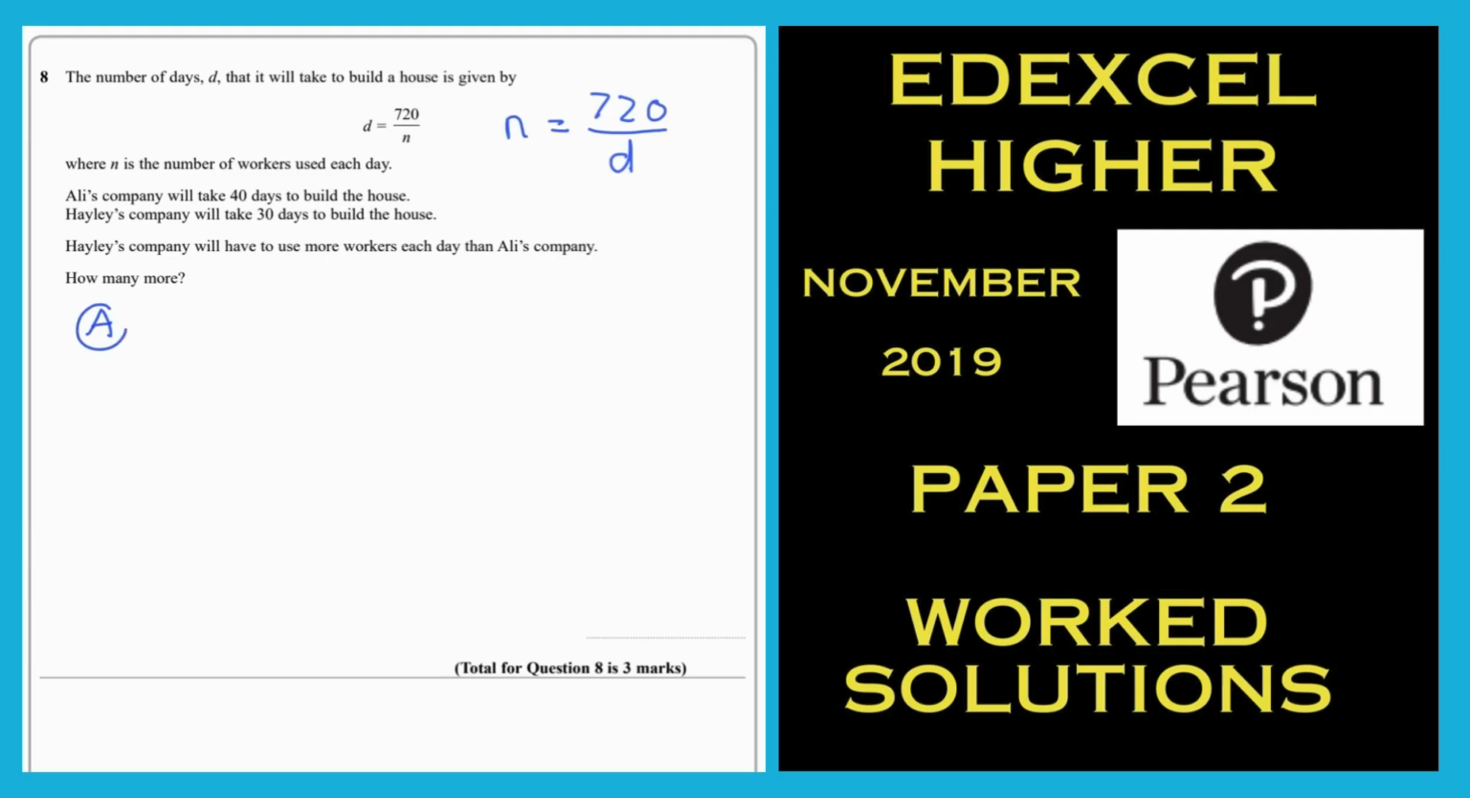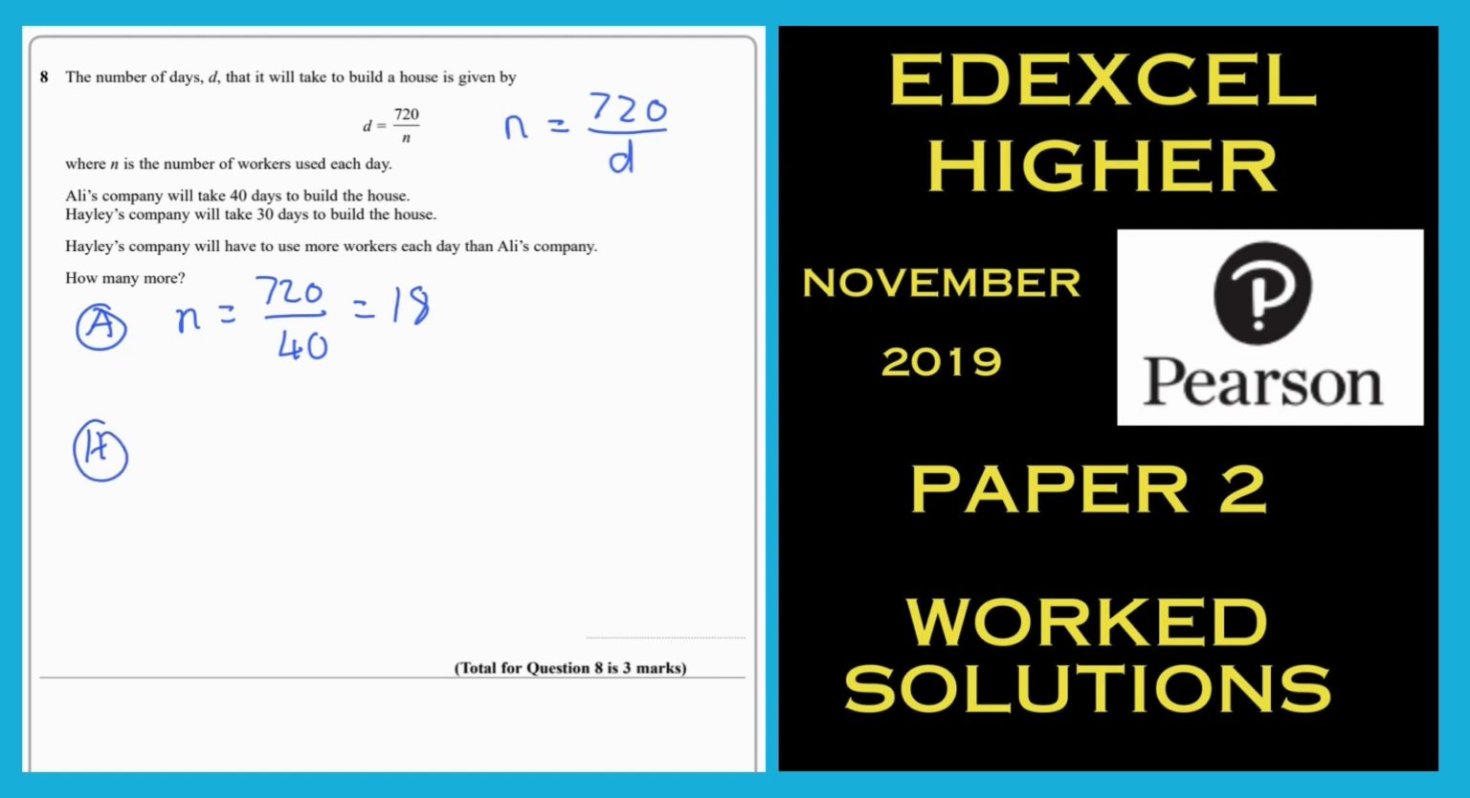Ali's company takes 40 days. 720 divided by d is 40. Means that Ali's company would take 18 days.